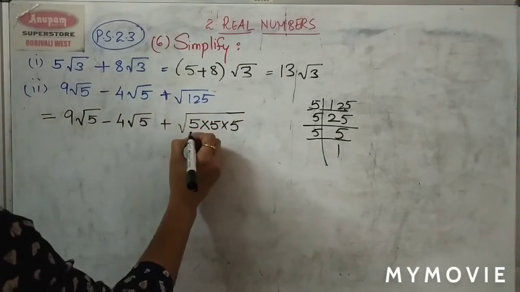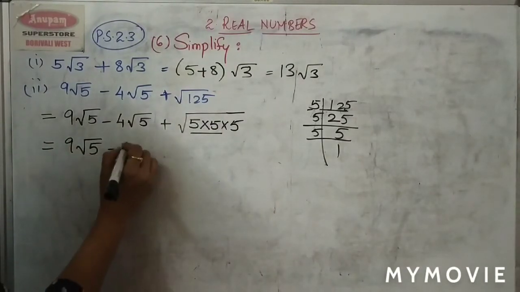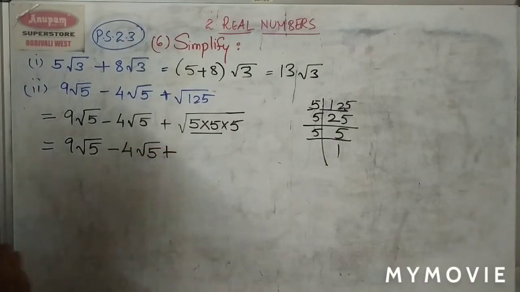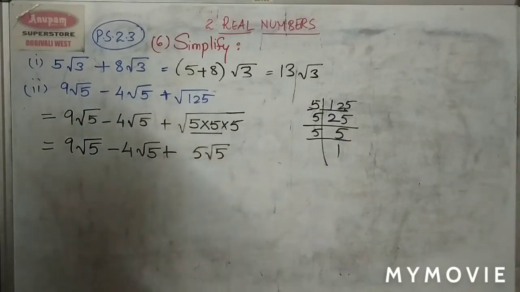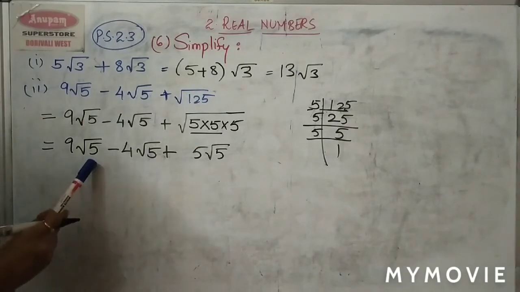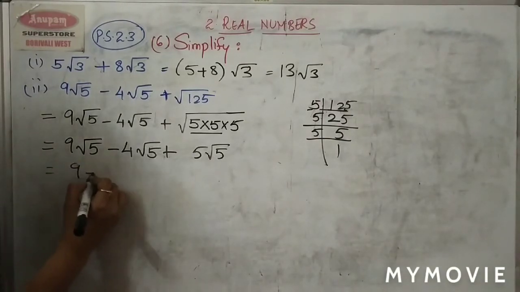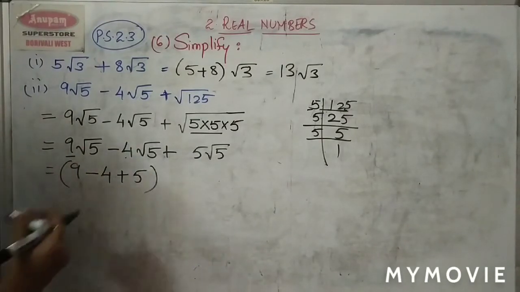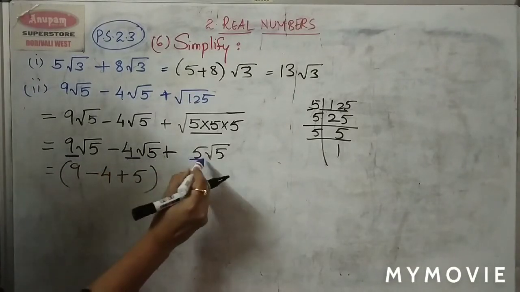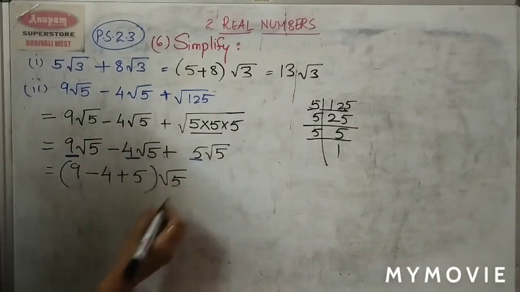Since this is a square root, we'll make a pair of similar numbers, and in the next step this will be 9 root 5, 4 root 5 plus, instead of this 5 5, now I'll write down only 5, and this will remain square root of 5. Now if you look here, you have root 5 and root 5, and now you can add or subtract the outer numbers. So now I'll solve this: 9 minus 4 plus 5. These three numbers I will add or subtract, and this root 5 is common to all.